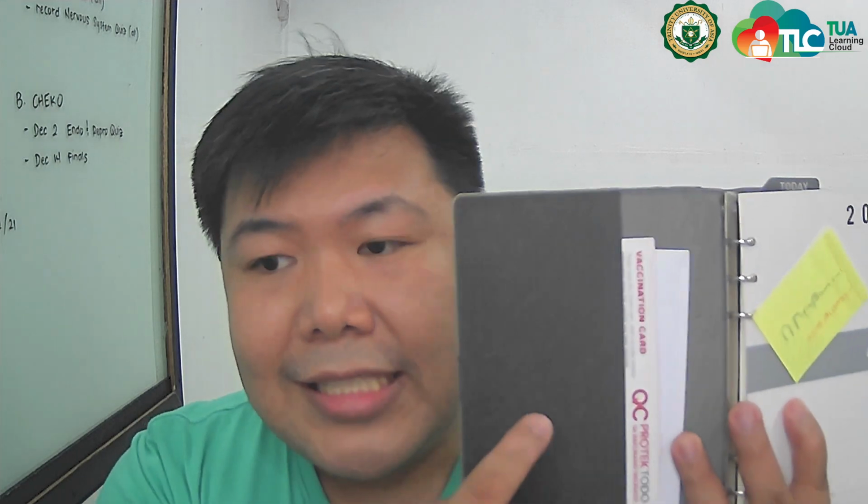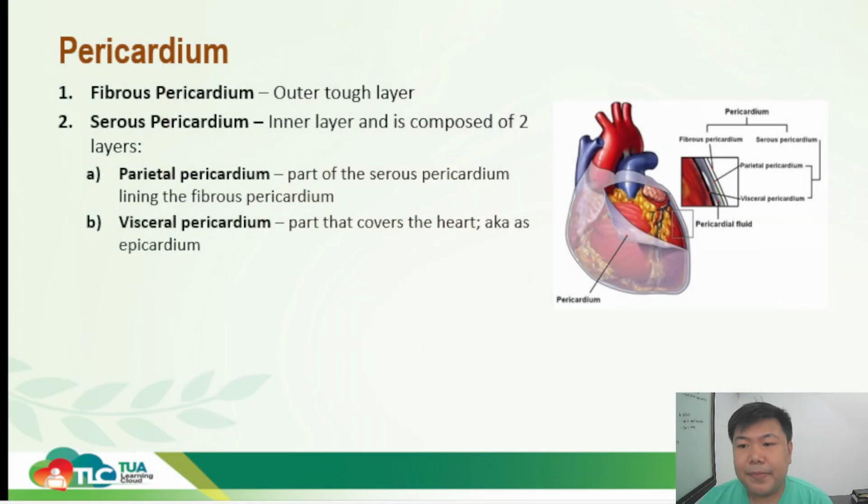The serous pericardium. The part of that which is attached to your outer cover is the parietal pericardium, okay? The one that attaches this part to this part. And this part inside, which touches the heart, is your visceral pericardium. So that's a very simple illustration, but hopefully you were able to somehow better understand the pericardium, okay?